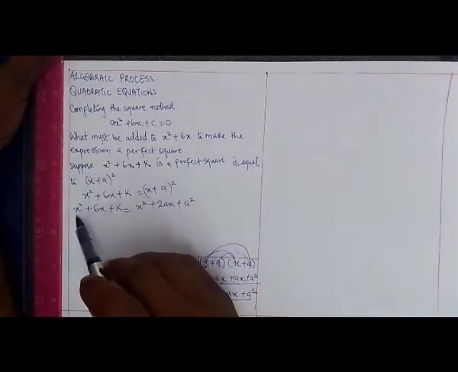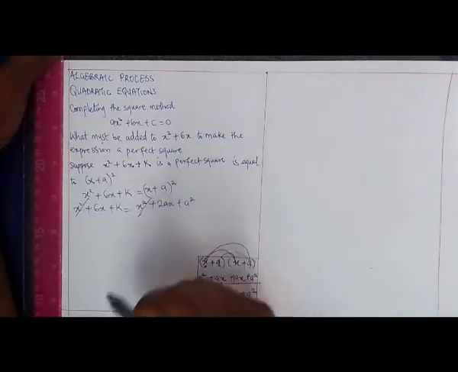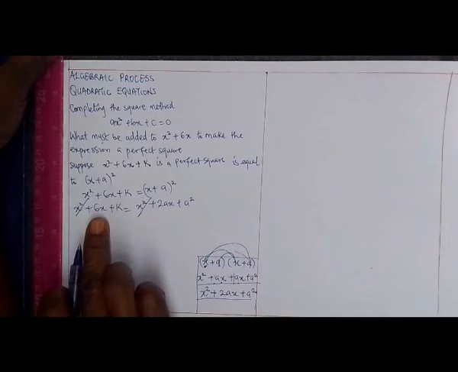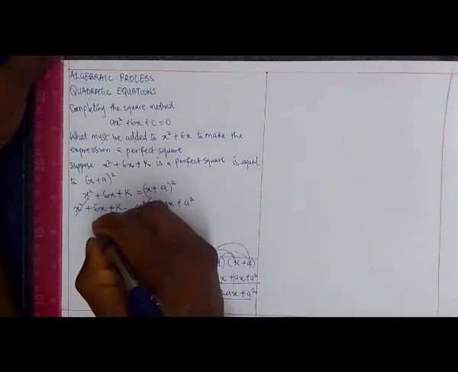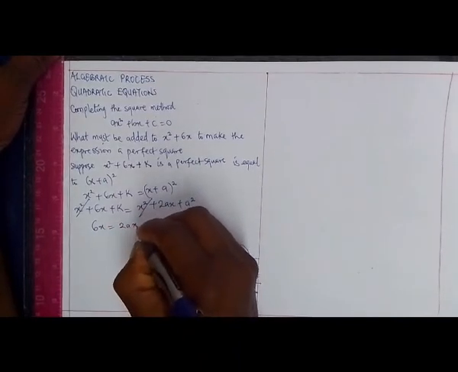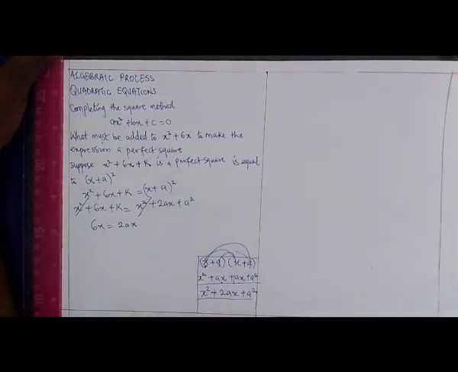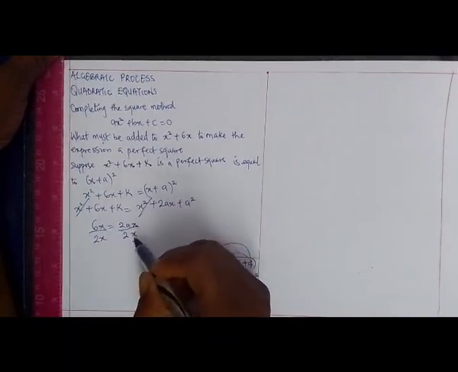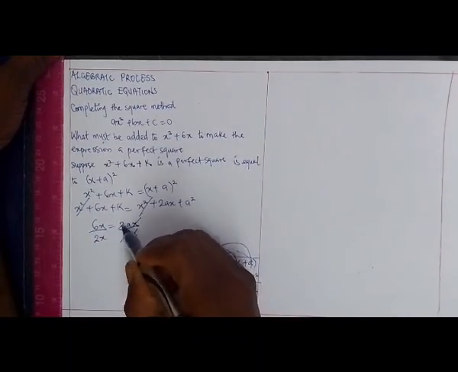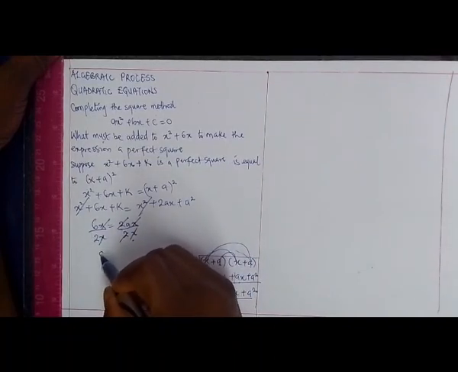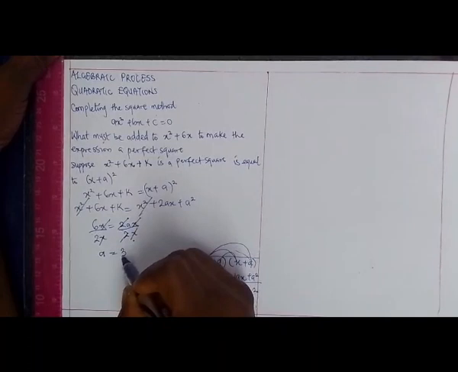If you look at x squared and x squared, they are common, so we let them go. Let's equate the coefficients of x by themselves. 6x is equal to 2ax. We want to make a the subject. To make 2x disappear, whatever I do to one side, I do to the same thing on the other side. x cancels x, 2 cancels 2, 6 divided by 2 is 3. So it then means that a is equal to 3.